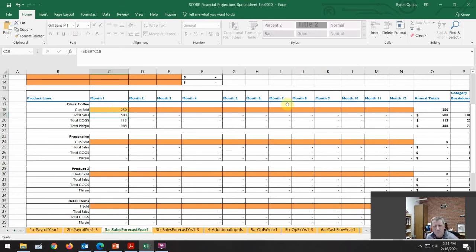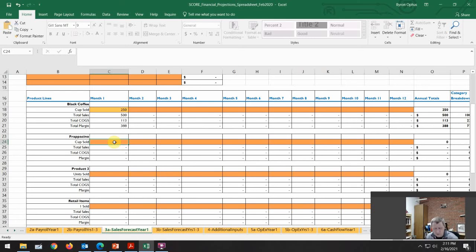It does the rest of it for me, right? You can see it adds this up, my total sales, my total cost of goods sold, and so my total margin. My frappuccinos, I probably don't sell as many of those, and I might add lattes or iced coffees or whatever too below that.